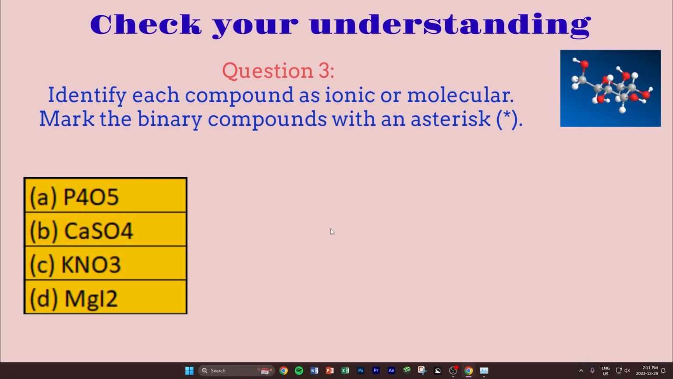And binary means that there is two different elements. So we can see that there is phosphorus and oxygen, so this is also going to be a binary compound. So in conclusion, this P4O5 is a binary molecular compound. And if we were to say the name, it would be tetraphosphorus, and then 5, which would be pentaoxide. So now you can try all the rest for yourself, and we're going to go into the solution now.